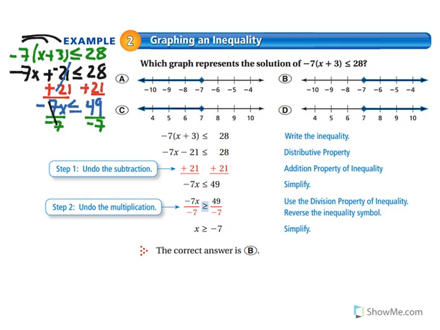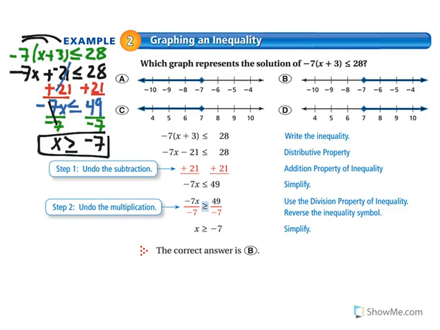These cancel out. I'm left with x on one side and negative 7 on the other. And since I had less than or equal to and I divided by a negative on both sides, I have to flip it. So now it's greater than or equal. I end up having x is greater than or equal to negative 7. And so I want to know which graph represents this.